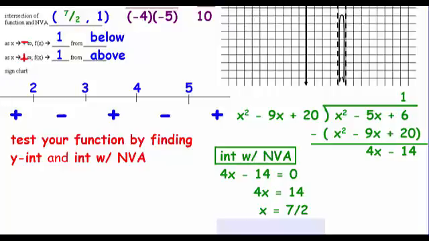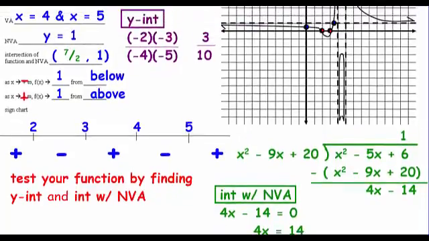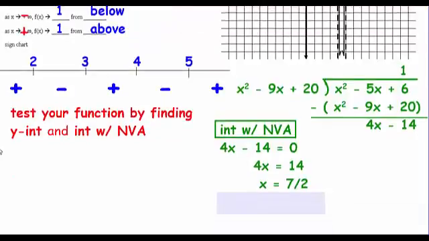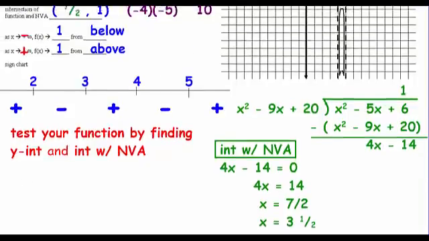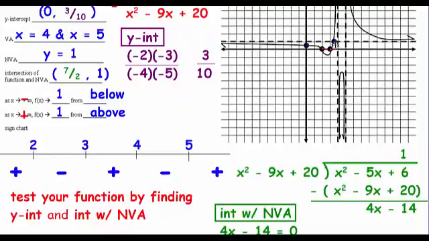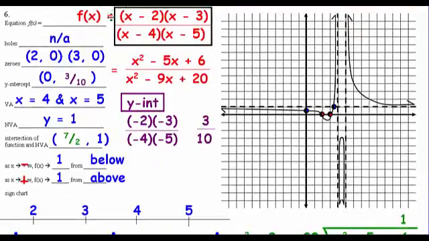Okay, and I'm okay if you write it as a top-heavy fraction, 7/2. But what we're looking for is that between 3 and 4? And so what we're really thinking about, instead of the top-heavy fraction, we're really thinking about that mixed fraction value, 3.5. All right, well, 3.5 is certainly between 3 and 4, so that looks correct. So we can safely assume that our function that we wrote up here, f of x equals quantity x minus 2, x minus 3 over quantity x minus 4 and x minus 5 is the correct function.